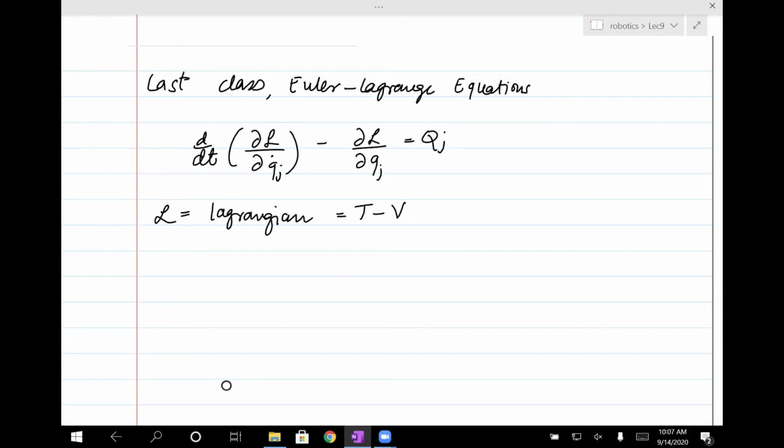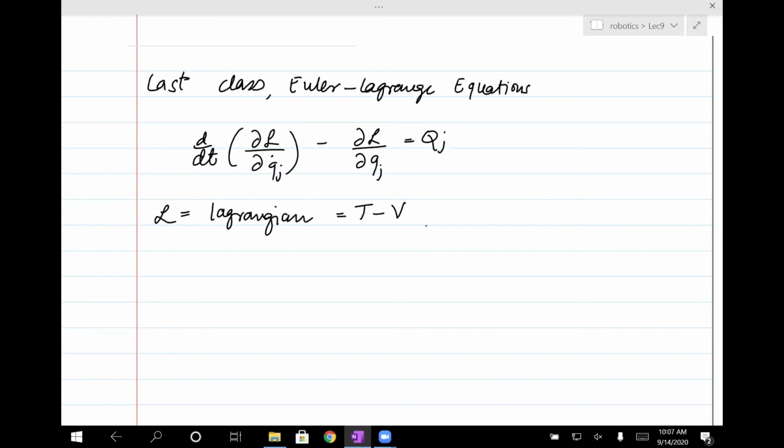So in last class, we talked about Euler-Lagrange equations, where L is the Lagrangian. It's the kinetic minus the potential energy, T minus V. And for the projectile motion, we were actually able to find the equation analytically. It was simple enough. But when you look at more complex systems, like in fact a double pendulum, which we'll be talking about in the next class, you'll see that the Lagrangian is pretty complex.